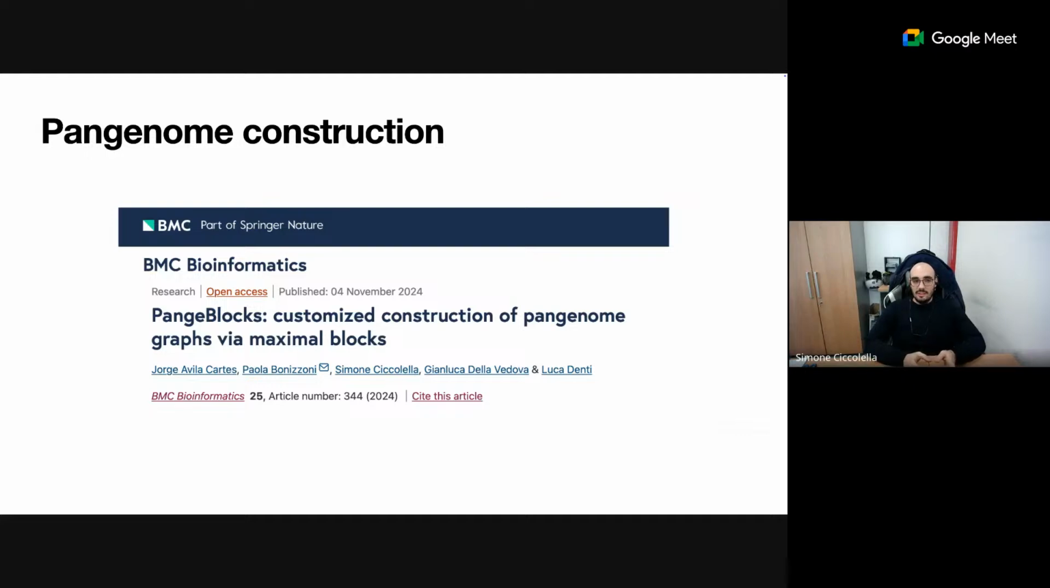This is one of the tools that we proposed. It's called PangeBlocks. This has been published last year in BMC Bioinformatics. And here we rely on two different concepts. So we are going to use multiple sequence alignment, and we are going to use an ILP to solve this problem.